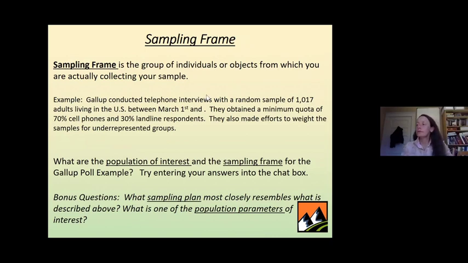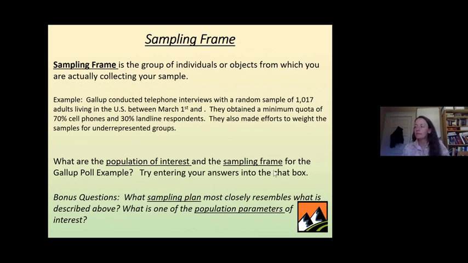Gallup conducted telephone interviews with a random sample of 1,017 adults living in the US between March 1st, and I'm sorry that got left out, but they attained a minimum quota of 70% cell phones and 30% landline respondents. So they have these quota samplings that are kind of similar to stratified sampling, where they want to make sure they're getting both cell phone and landline respondents. And then they looked for underrepresented groups, trying to weight them accordingly.